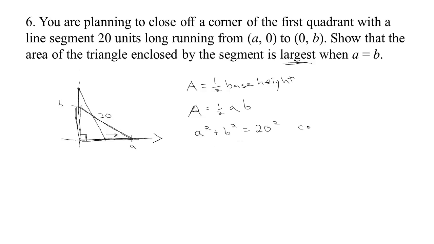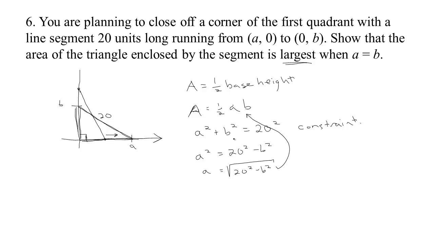This is my constraint, then, which will allow me to eliminate one of the variables in this problem. For example, I could solve for little a. That would be 20 squared minus b squared. So little a would be technically plus or minus, but we know it's in the first quadrant, so a has got to be positive. So the square root of 20 squared minus b squared.